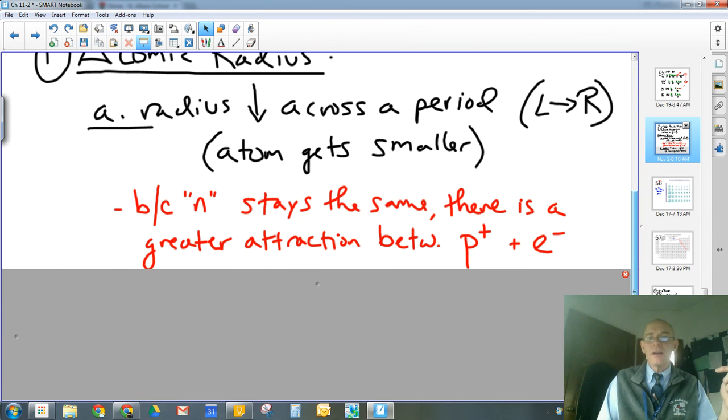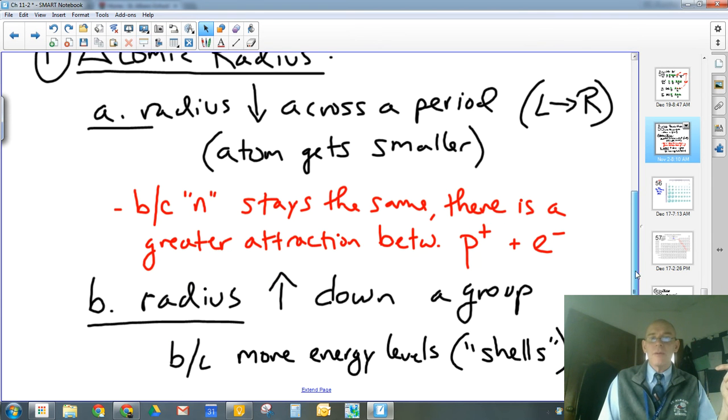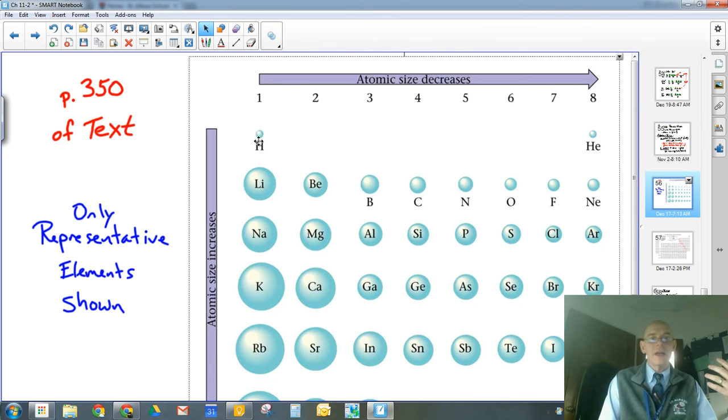Now the second trend in atomic radius is within a group or family. So up and down the periodic table, the radius generally increases as you go down a group. And I think that's obvious. So let's look at the hydrogen family, in other words, the alkaline earth metals. The radius always increases as you go top to bottom.